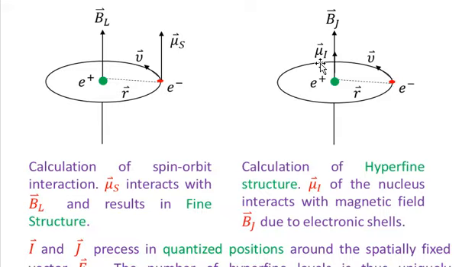And here I have shown the nuclear spin magnetic moment mu I and the Bj. Both are oriented in the same direction, because the magnetic field Bj will try to orient mu I in the direction of the magnetic field Bj. So the text relevant to this figure is calculation of hyperfine structure. Mu I, which is the spin magnetic moment of the nucleus, interacts with the magnetic field Bj due to electronic shells.